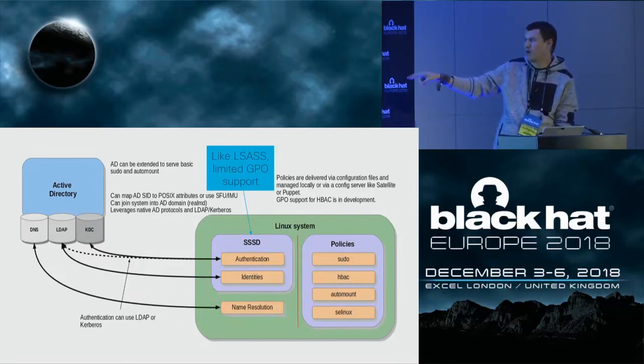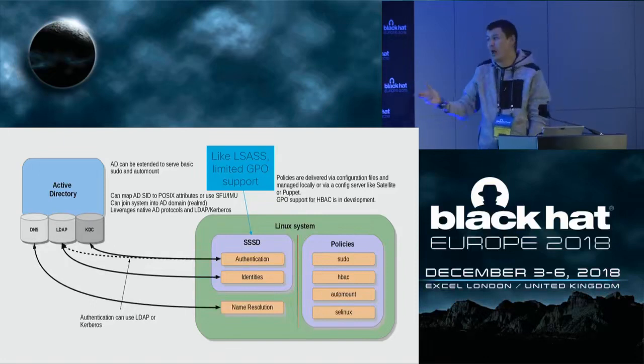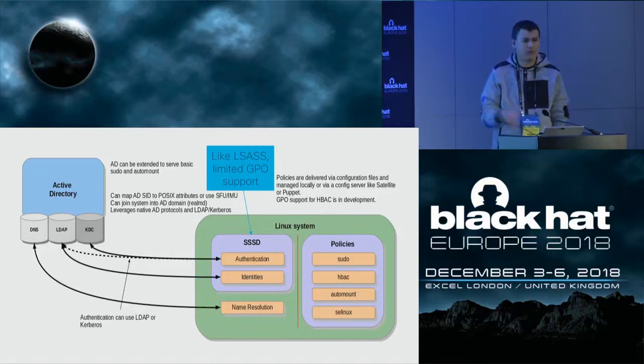The key piece to take away from this slide is that all of those policy pieces are being applied locally via sudo, automount, SELinux, etc. Unlike on a Windows box, Active Directory isn't enforcing any of those policies over the network. So that's your first pain point: you might end up in a situation where you think you've got a great password policy, but it's only applied where it's enforced on your Windows systems. It's not being applied to your Unix systems.